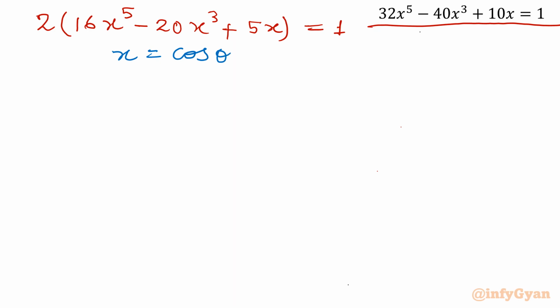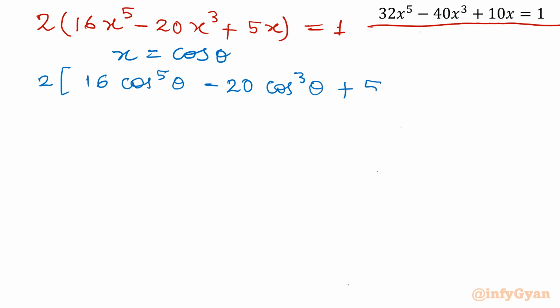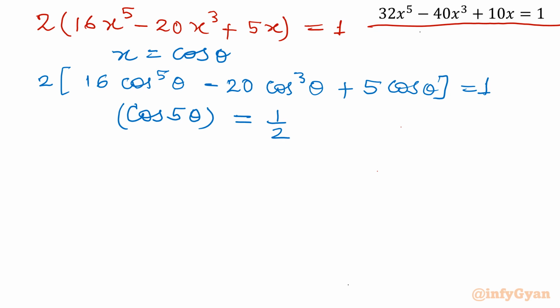Okay. So, it will become 2. Now, see, 16 cos^5 theta minus 20 cos^3 theta plus 5 cos theta equal to 1. Now, what is this? This is cos 5 theta. This was our work. It would be equal to half.